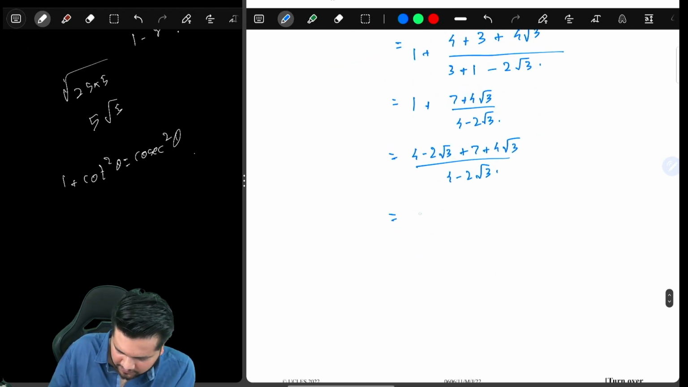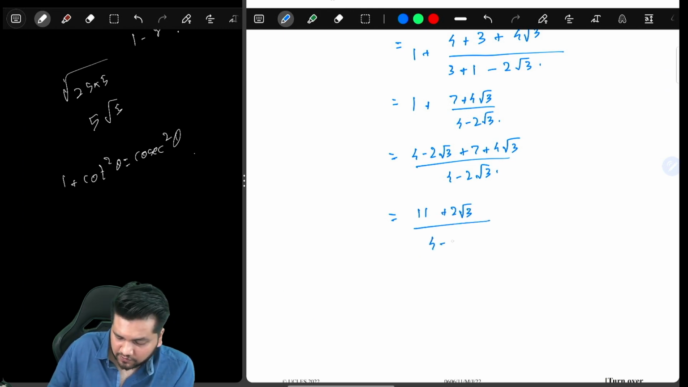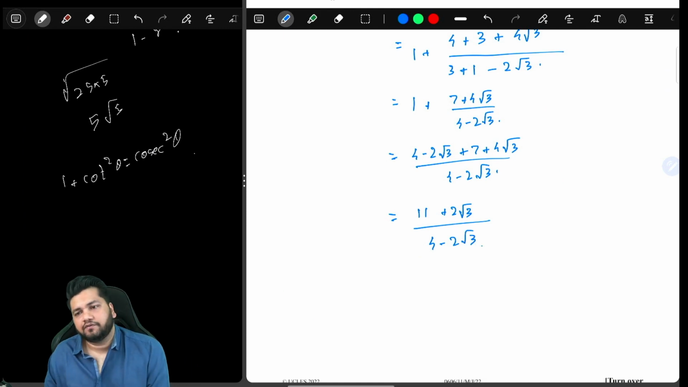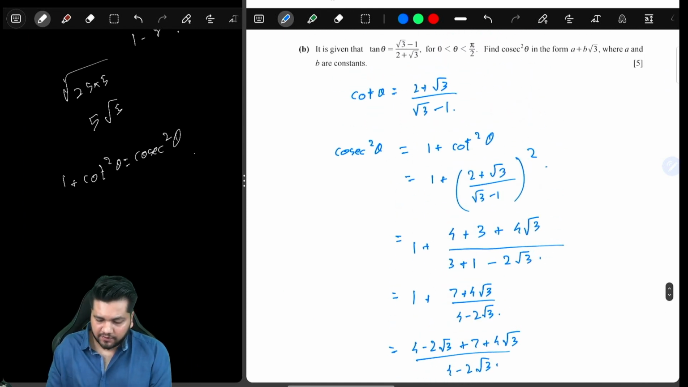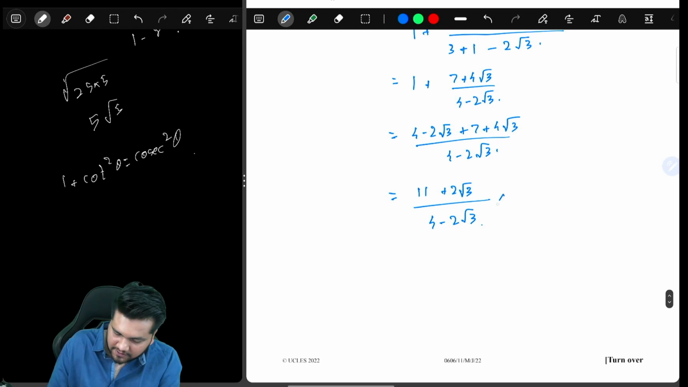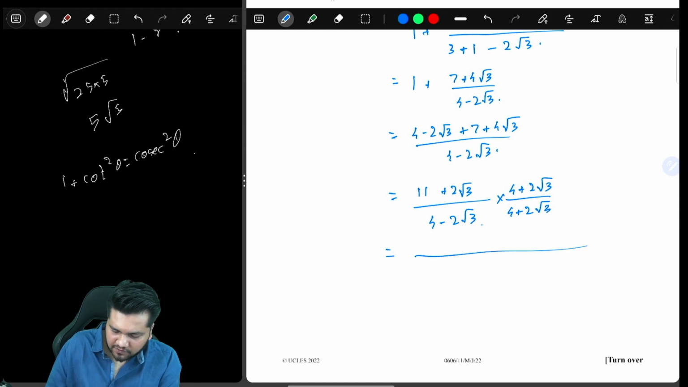Which is too much of calculation. So 4 plus 7, 11 minus 2 root 3 plus 4 root 3 is going to be plus 2 root 3 upon 4 minus 2 root 3 as it is. Now all you have to do is, since you have to get it in the form of a plus b root 3, we'll have to rationalize. So we'll multiply by 4 plus 2 root 3 upon 4 plus 2 root 3. Denominator is simple. It's just going to be a square minus b square.